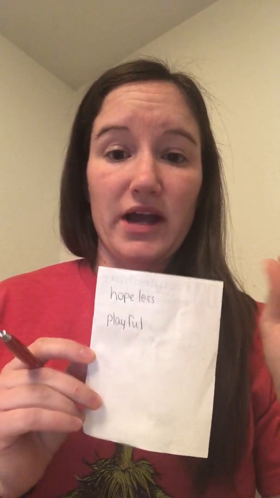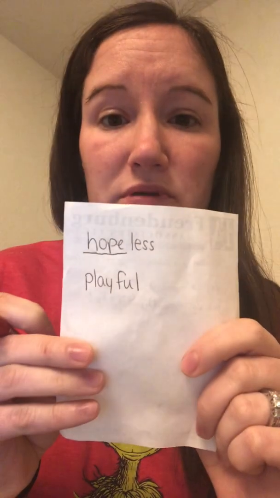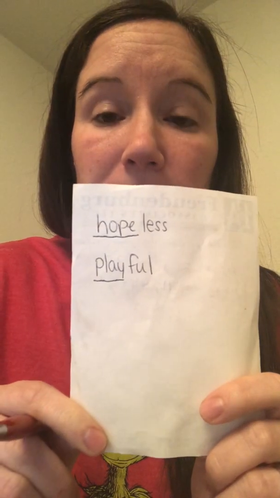Okay? So I want you to be working with the suffix less and suffix full, and I want you to identify, that means point out, what the root word or base word would be, okay? So if I were to point out the root word of hopeless, I would underline hope. If I were to point out the root word or base word of playful, I would underline play. Okay?